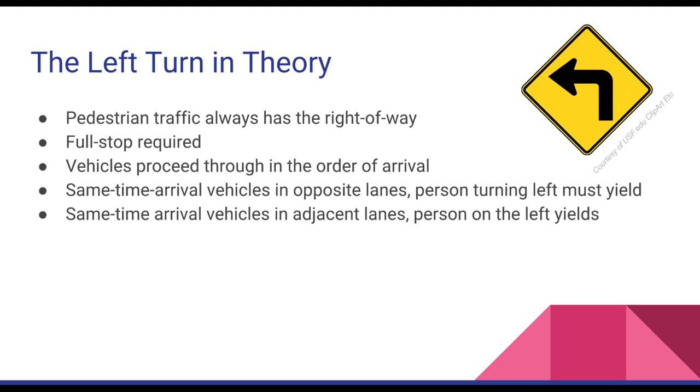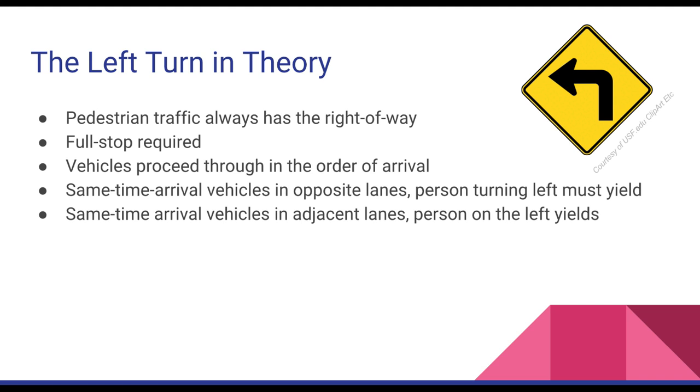Now, let's talk about how that would function in theory. Of course, we understand that pedestrian traffic always has the right of way at these stops. A full stop is required, just like at any other stop sign. Vehicles proceeding through must go in the order that they arrive at the stop. Vehicles in opposite lanes arriving at the same time can go at the same time, except if one of them is turning left, in which case they must yield.